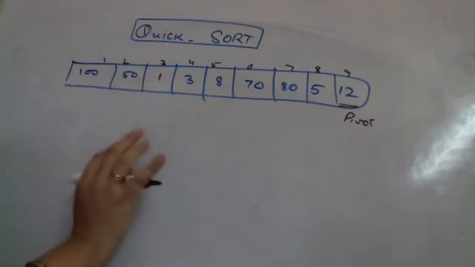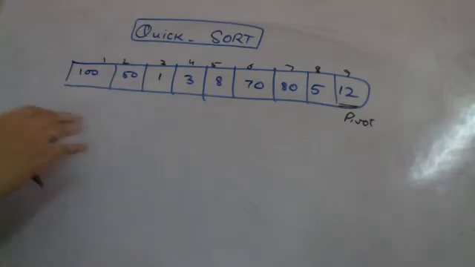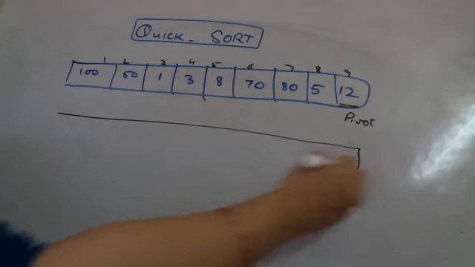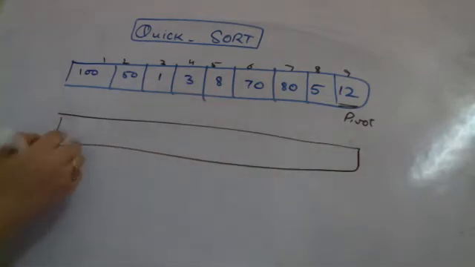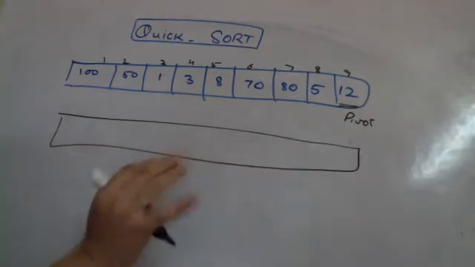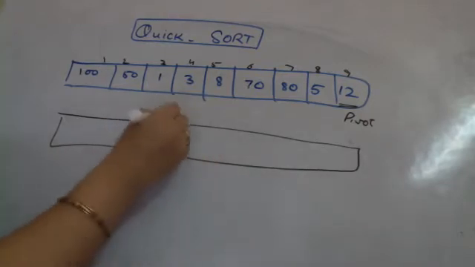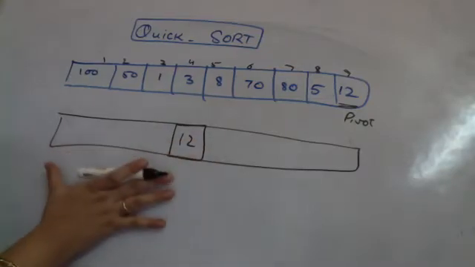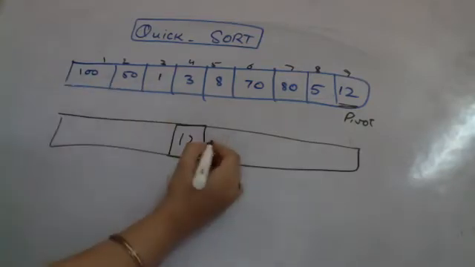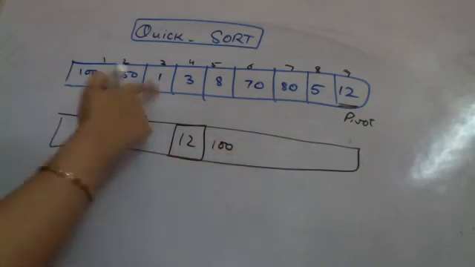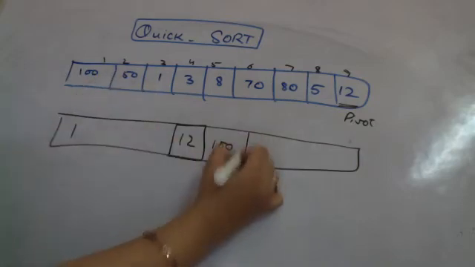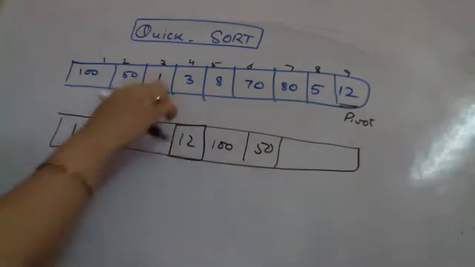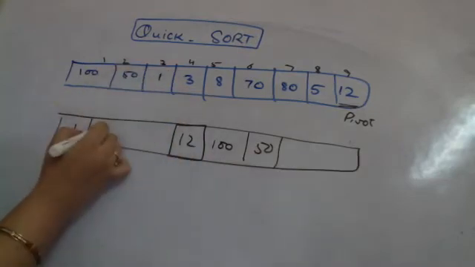Whatever I am doing, I am segregating two arrays such that the elements smaller than 12 come in the first part, the elements bigger than 12 come in the next part, and 12 is now at the correct position. So the new array that will come out: since 100 is greater, 100 will be here. 1 is smaller, 50 is greater, 50 will be here. 1 is smaller, 1 is here, 3 is smaller, 3 is here.